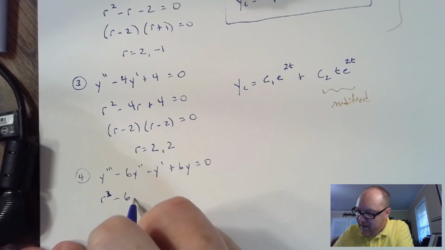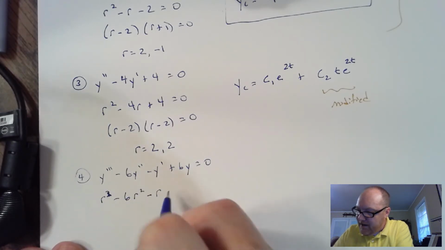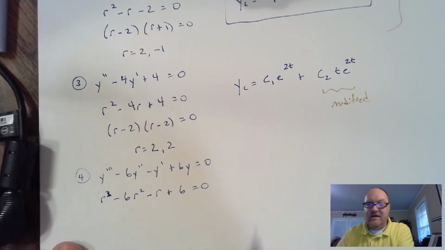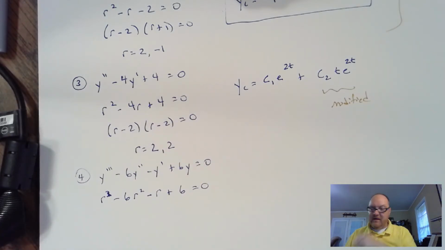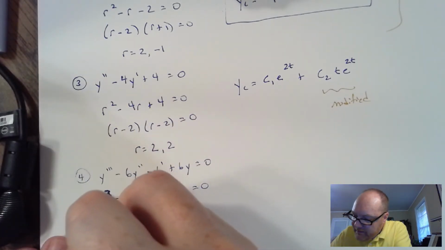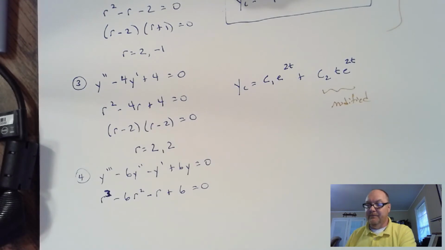r cubed minus 6r squared minus r plus 6 equal to 0. Sorry about my typo there. So how do we solve something like this? Well, if you've taken college algebra, and I'm sure you all have, I always tell my algebra students, whenever we see 4 terms, the first thing that needs to come to our mind is factor by grouping.